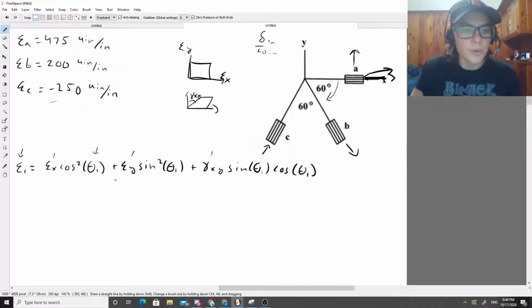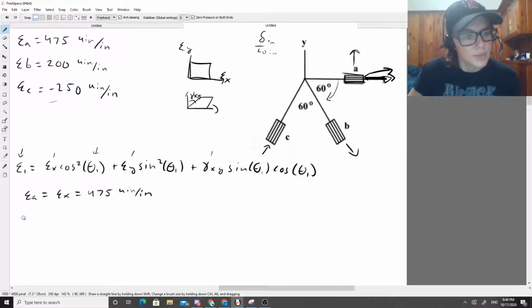So the cool part is that we already have one of our unknowns solved for us because strain gauge A is directly on the x-axis, so it's already measuring the axial strain right there. So we can go ahead and say that the strain at A is equal to the strain at X, and that's equal to 475 microinches per inch. And for the other 2, we're not going to be so lucky. We do have to use this big equation, so we'll do that for each of them.